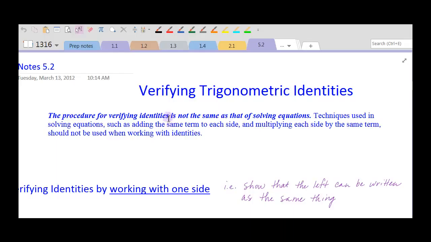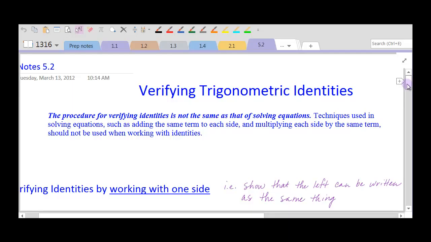Something that's very important that we want to point out is that when I'm talking about verifying an identity, that's not the same as just solving an equation. When I verify an identity, I work with one side typically of the equation and I try to verify that I can turn it into the other side. Adding and subtracting terms, multiplying by the same term, all of those things that you're used to doing when we solve an equation are not going to apply to verifying. So we're going to come down here and let's look at our first example.